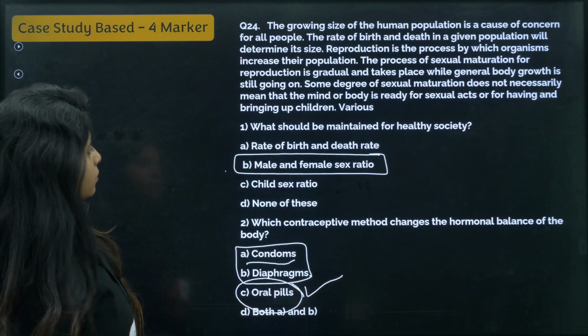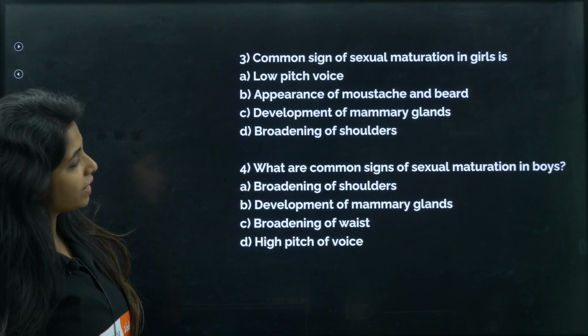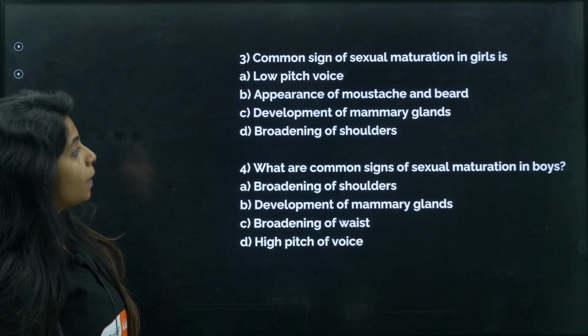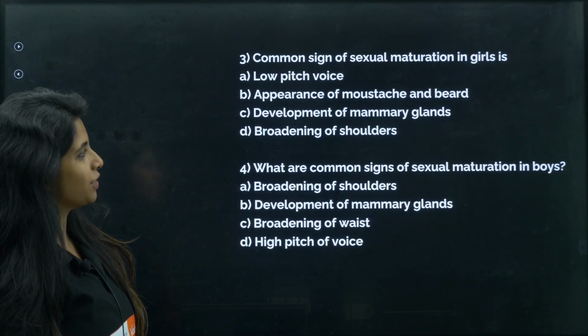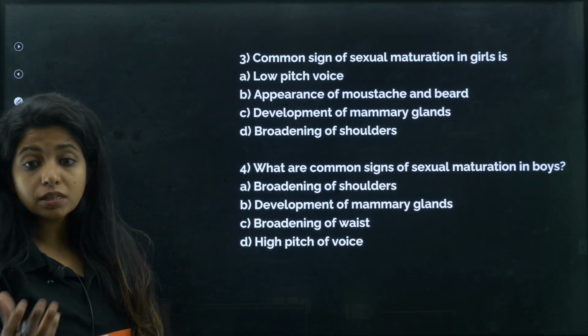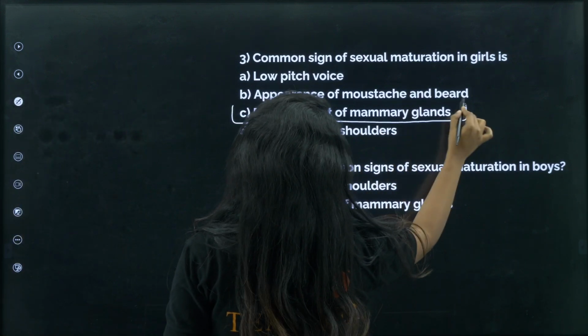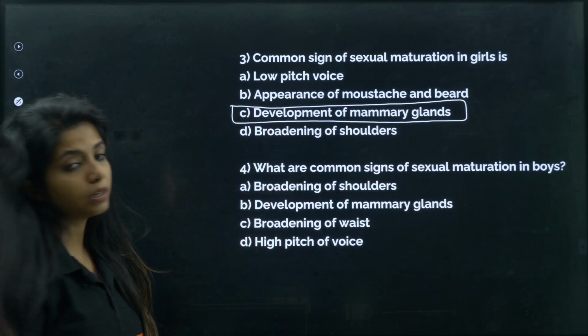Okay. Next question. Common sign of sexual maturation in girls is low pitch voice. No, they have high pitch voice. Appearance of moustache and beard, I think is for boys. Development of mammary glands, that means breast. Okay. Broadening of shoulder, no. It will be development of mammary glands. This is the answer for girls.